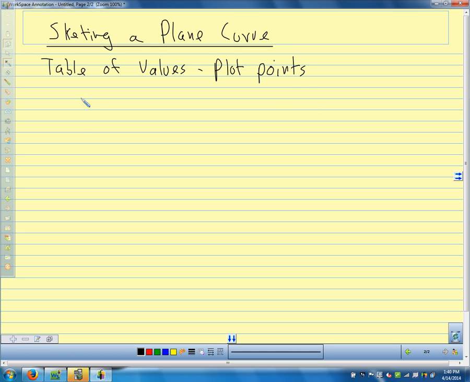So let's say we have our parametric equations: x equals 2t and y equals t squared plus 1. So this is our set of parametric equations, and we want to sketch on the interval -2 to 5. And remember, this is saying -2 is less than or equal to t, less than or equal to 5. So we're only sketching the curve for a certain range of t values.